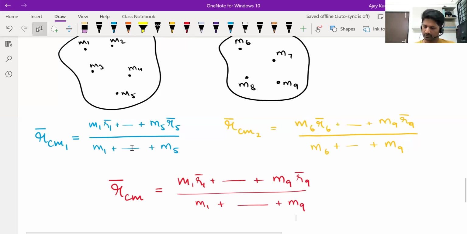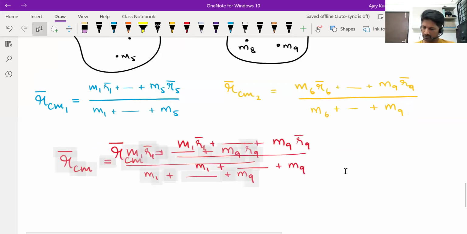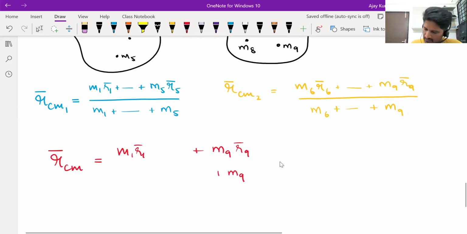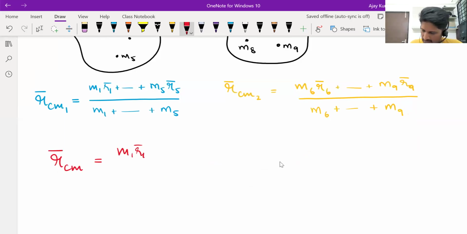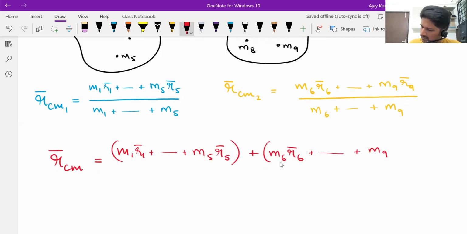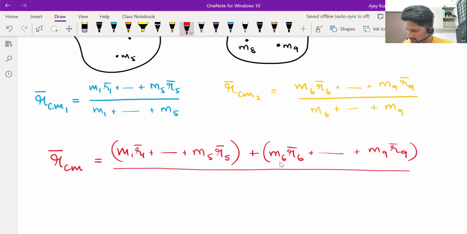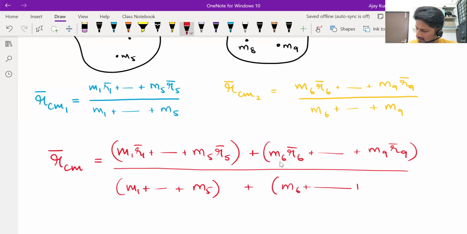Okay. Now in the numerator, that is M1 R1 so on up to M9 R9, you can write it like this: M1 R1 plus so on up to M5 R5 plus M6 R6 so on up to M9 R9. Okay, numerator is the summation of M into R of all the terms. I'm splitting it into 2 separate brackets. Divided by denominator also, M1 till M5 I'll take in one bracket, and M6 till M9 I'll take in another bracket. Okay, why am I doing this?